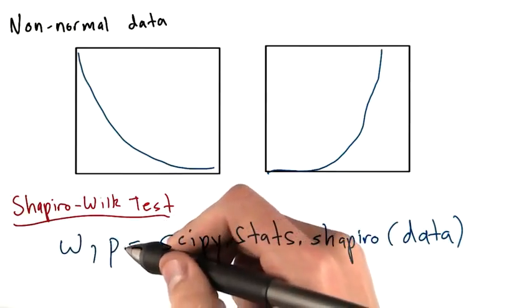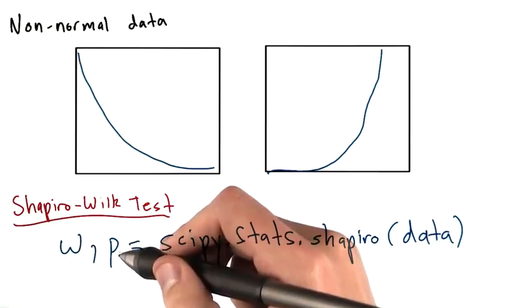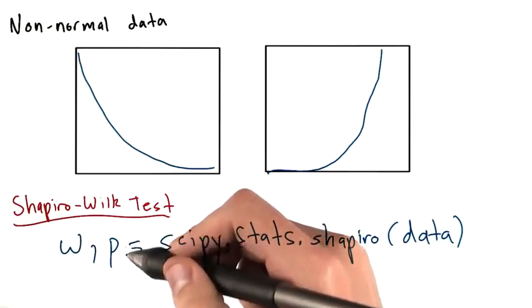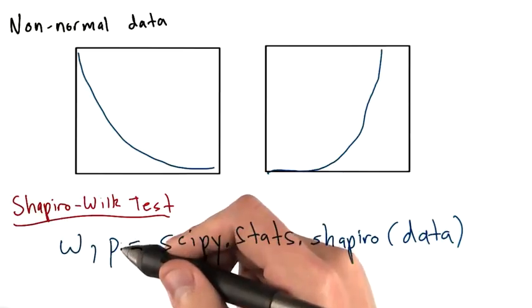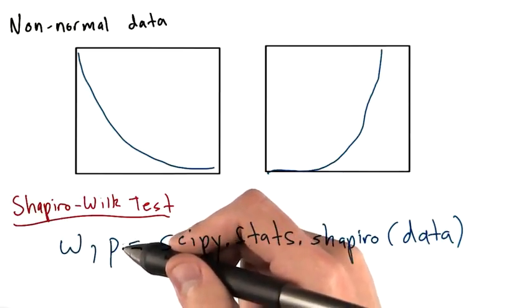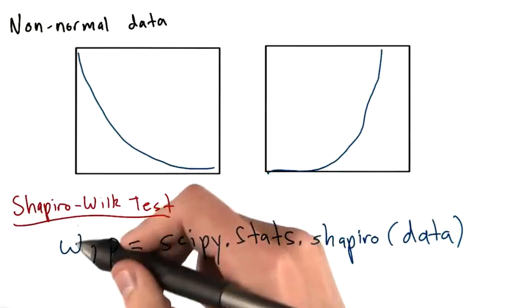The second value in this tuple is going to be our p-value, which should be interpreted in the same way that we would interpret the p-value for our t-test. That is, given the null hypothesis that this data is drawn from a normal distribution, what is the likelihood that we would observe a value of W that was at least as extreme as the one that we see?